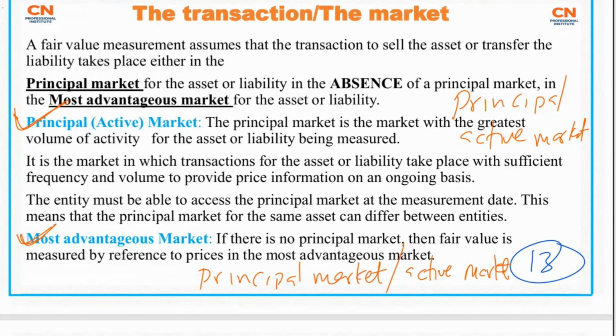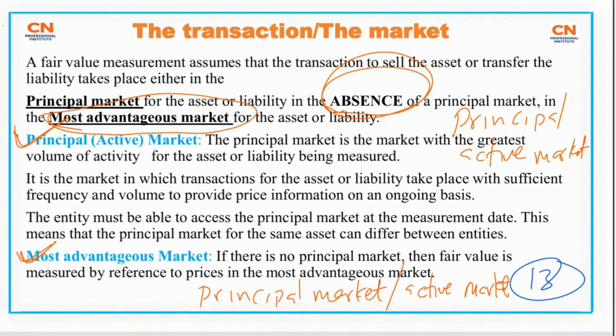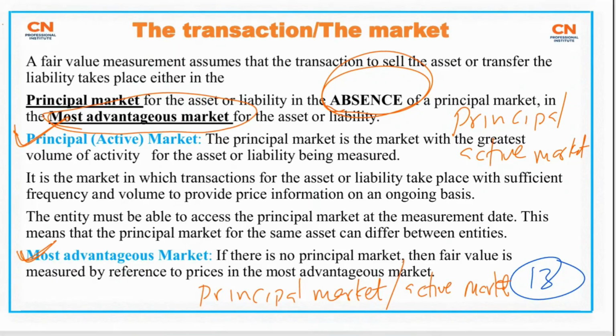So we determine fair value using the principal market, and in the absence of the principal market, the most advantageous market. Now, what do we mean by the principal market, and what do we mean by the most advantageous market? So let's look at an illustration, or let's explain it in detail. Let me split my screen, and then we can look at it in detail, principal market and most advantageous market.